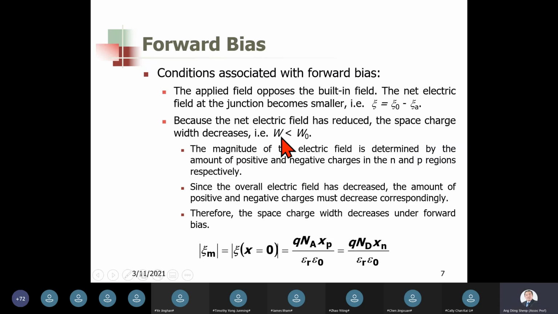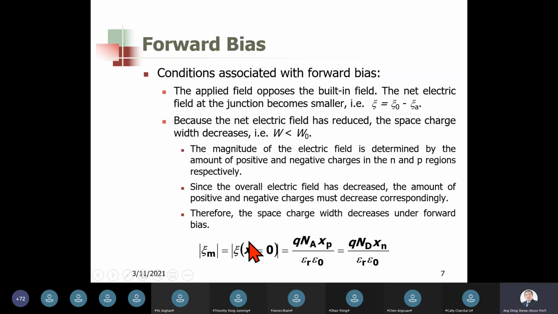Now, the reason behind this, I think, is easy to understand: the strength of the electric field is determined by the amount of positive and negative space charge. So since the junction electric field is now weakened, smaller than the built-in electric field, the amount of space charge also decreases correspondingly. Okay, all right.